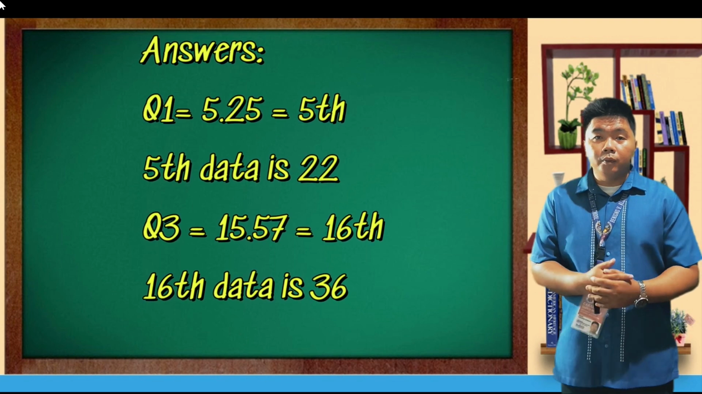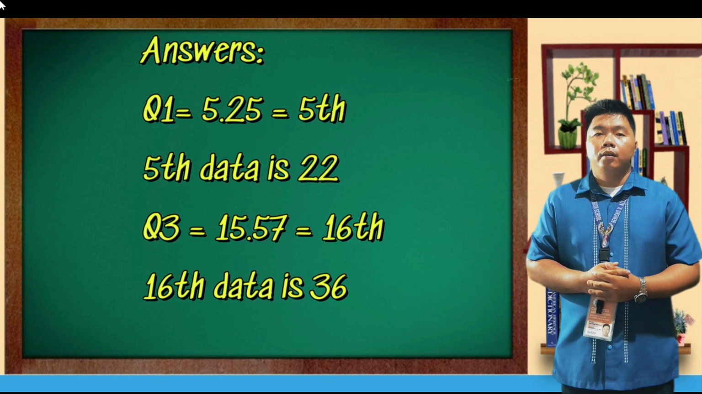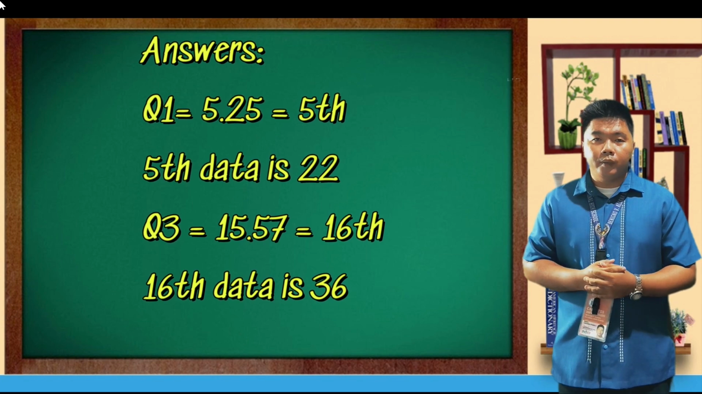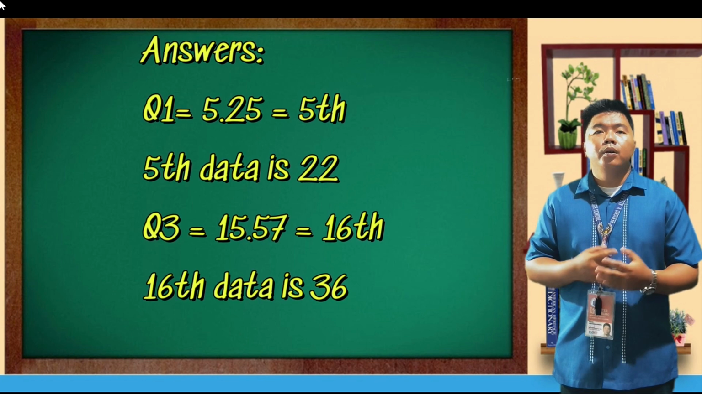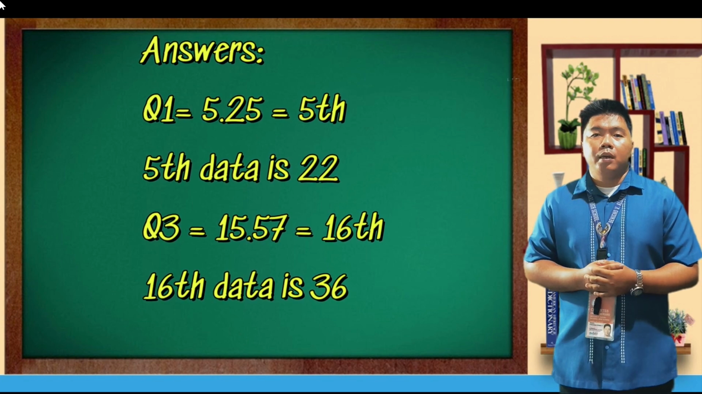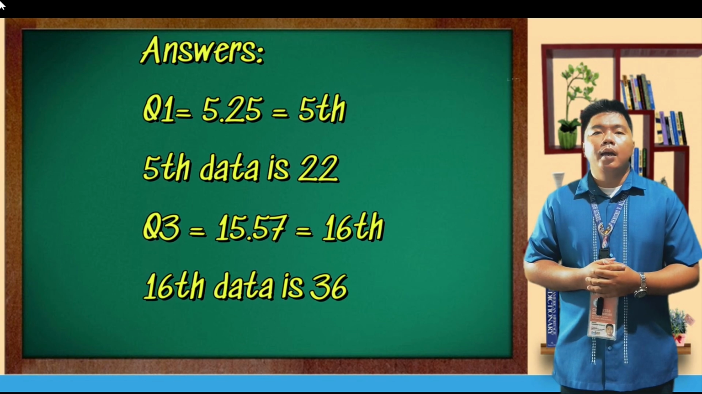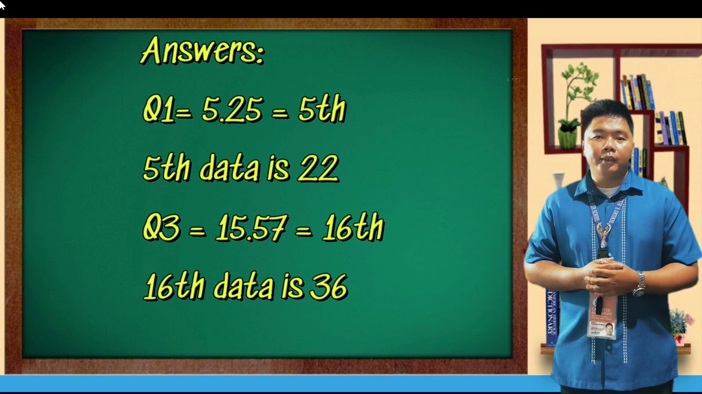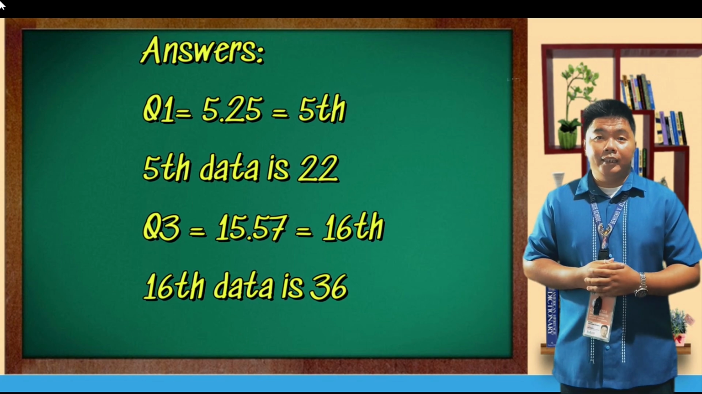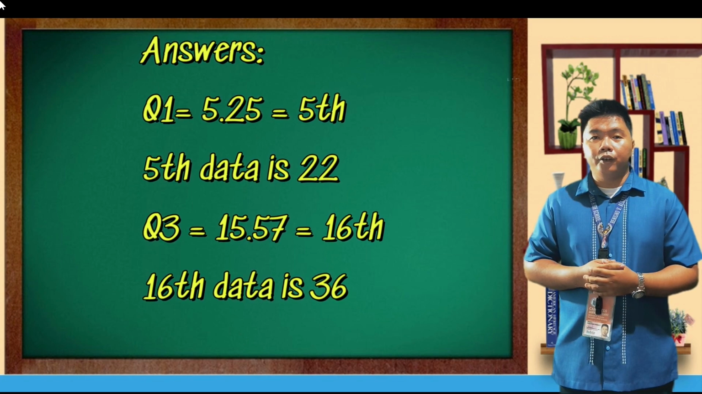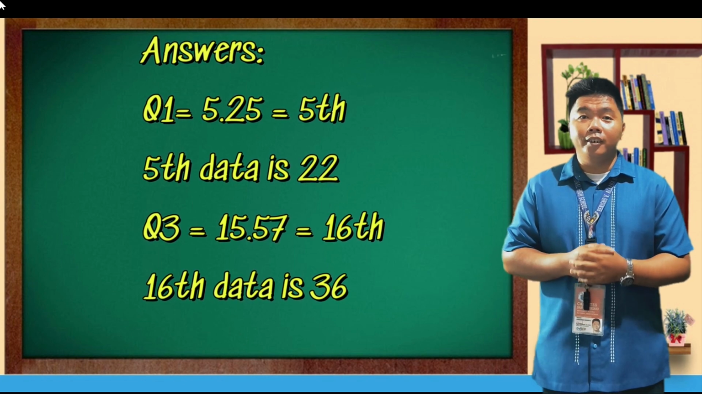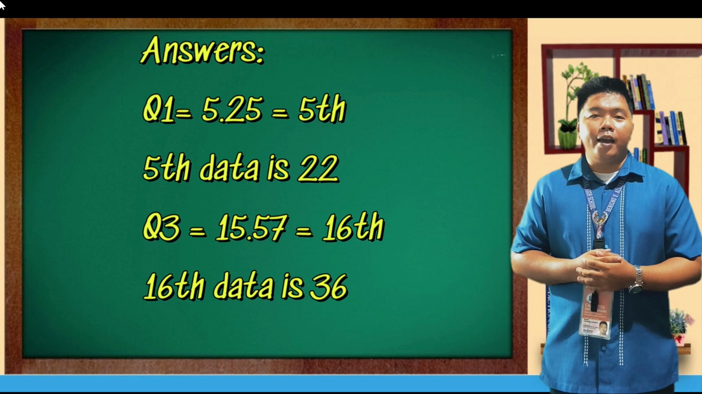Okay, so learners, let's move with your third quartile or Q sub 3. So Q sub 3 is equal to 15.75. So that should be rounded up into 16 as the whole number. So the 16th data in the given set of data or test score is 36. Okay, so the answer for Q sub 3 is 36. Okay, so very good learners. You got the two correct answers.